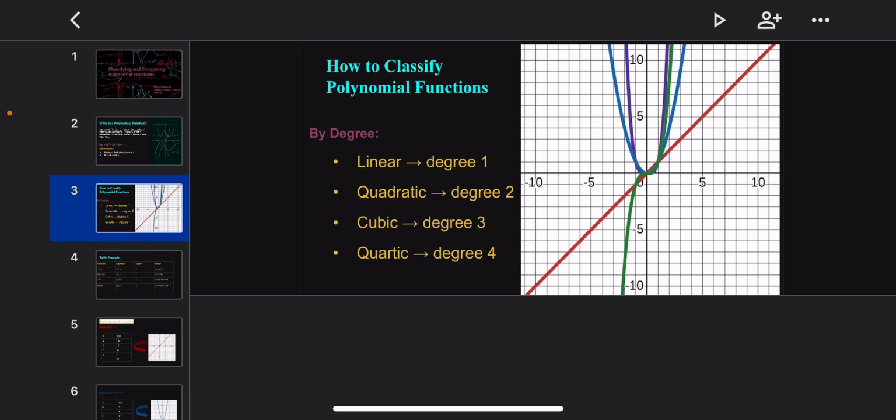In this topic, we will discuss 4 types of polynomial functions: linear, quadratic, cubic, and quartic. The linear with degree 1, quadratic with degree 2, cubic with degree 3, quartic with degree 4.